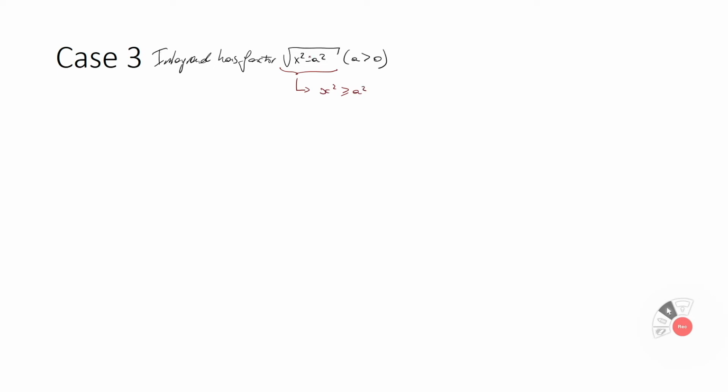If it's less than a squared, then the x squared minus a squared is negative, and the square root of a negative number gives you something imaginary, which we don't want in the context of our integral. So we have to assume that x squared is bigger than a squared. And then this in turn leads to two separate cases. So either x is bigger than or equal to a, or x is less than or equal to minus a. So here the substitution that we're going to make is the following.